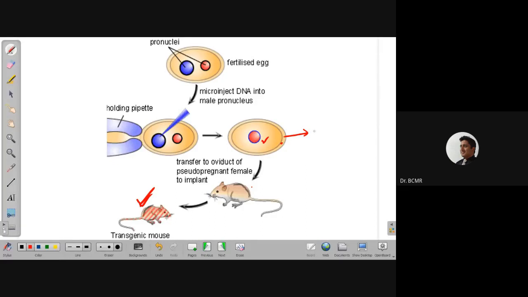As we have the definition, all cells of a transgenic animal should have the transgene.